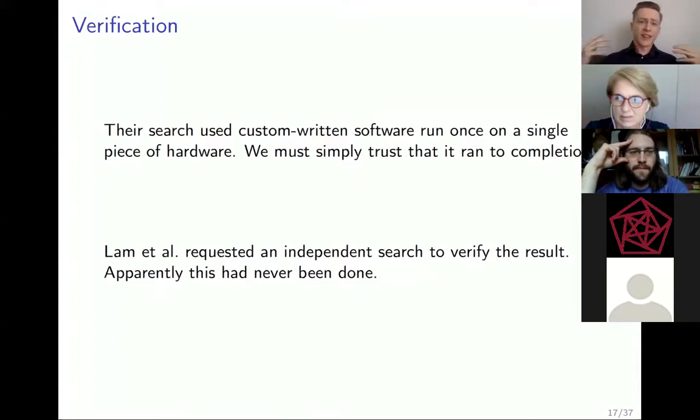They also mentioned that when you're writing software which is only going to be run once, it's specially written, it's very easy to make a bug, especially when you're trying to make it run fast. So they requested independent verification because of these limitations. And as far as I know, this had never actually been done in the last 40 years.